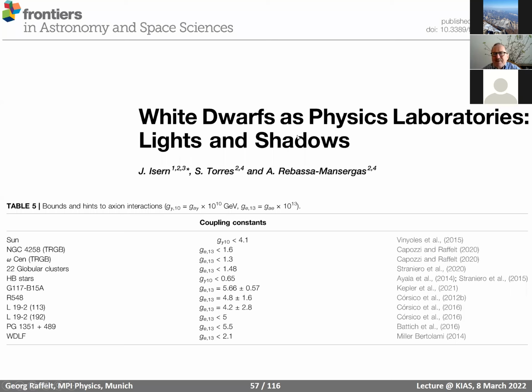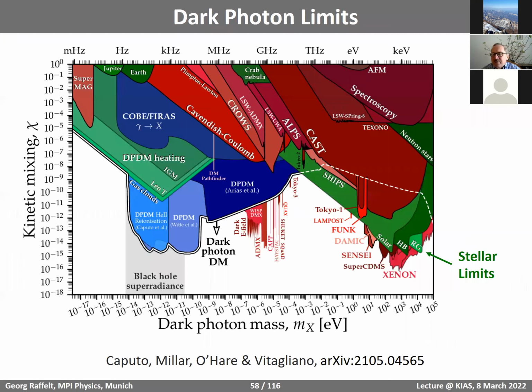So that's why they call them lights and shadows, because they're good and bad things, or clear or less clear results. But it's a very intriguing situation, of course, and has been there for a long time. Okay, so I just meant to say that this has not been applied only to axions, but also dark photons, for example, where the stellar limits give us some interesting constraints.